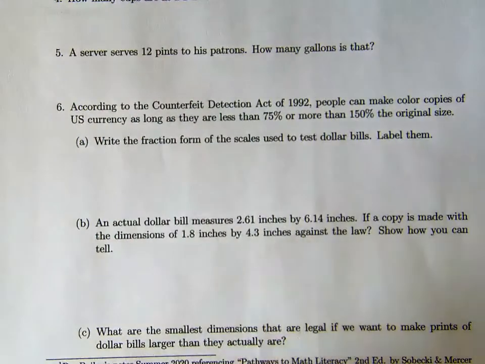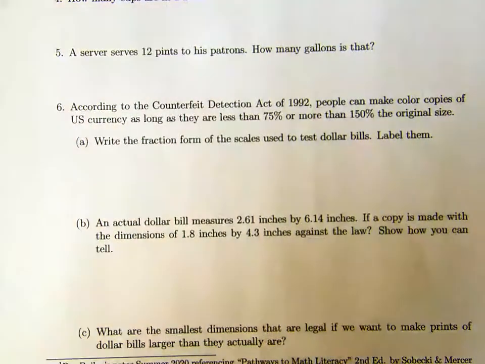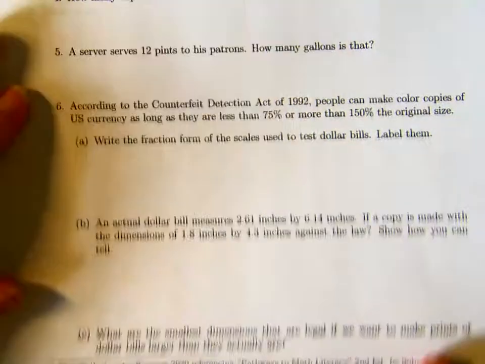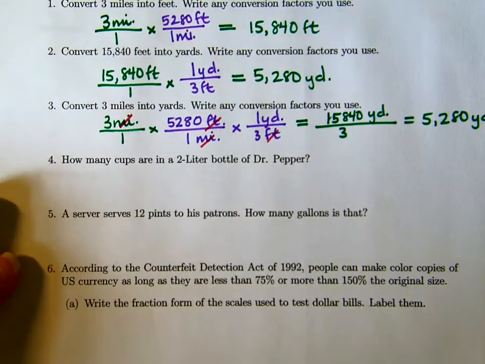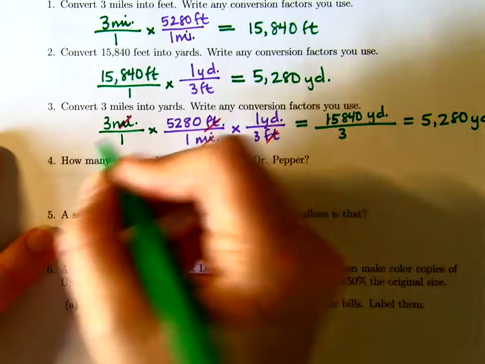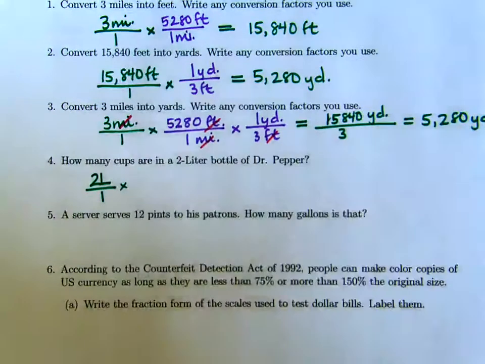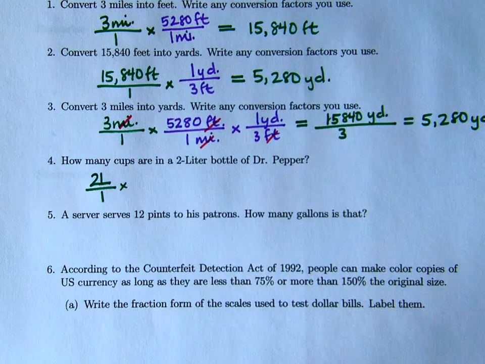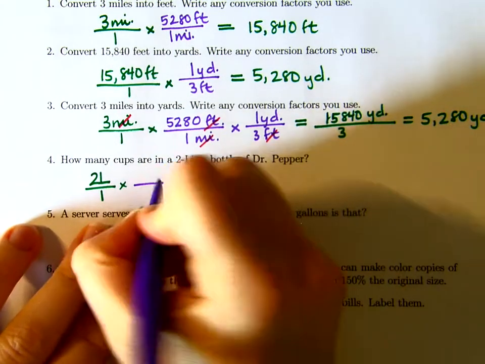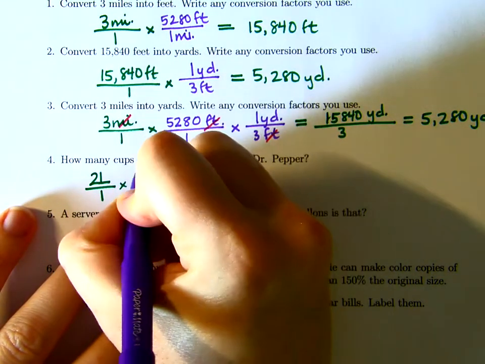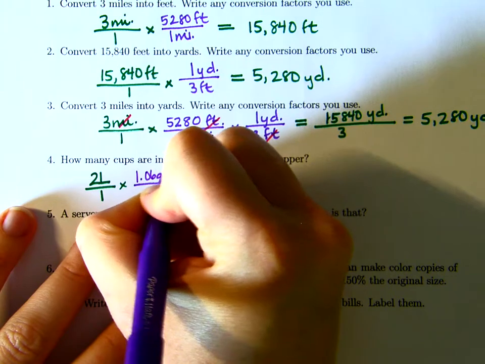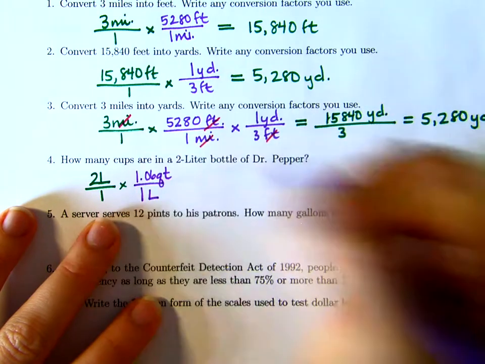Okay, let's do it. We're starting with a 2-liter bottle of Dr. Pepper. 2 liters is our whole. And then, first conversion factor. There are about 1.06 quarts in each liter.